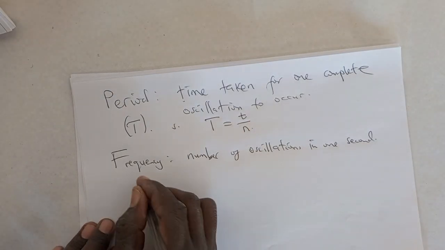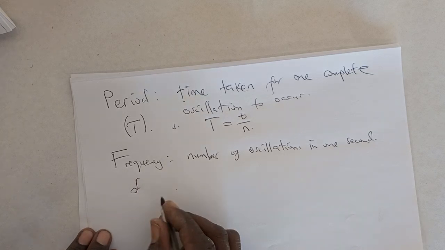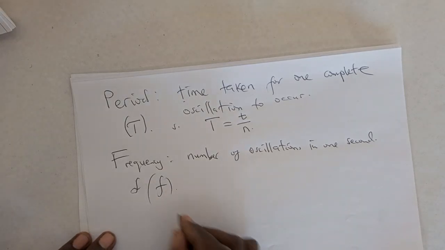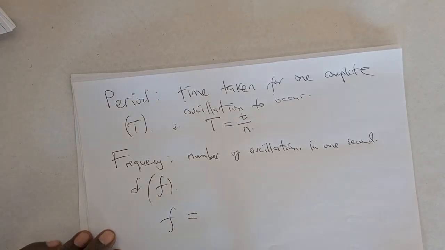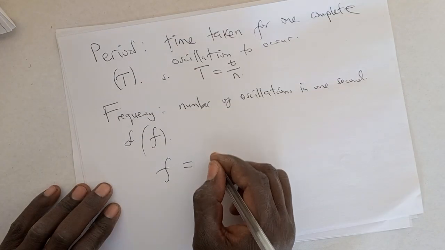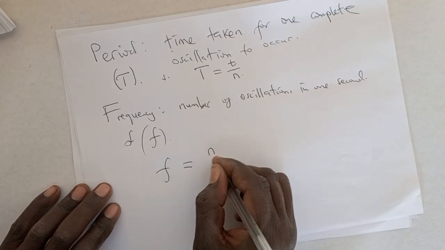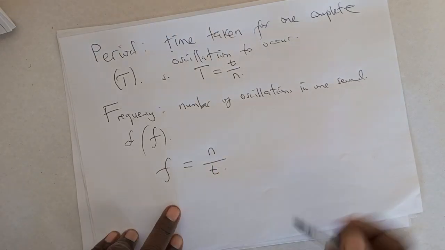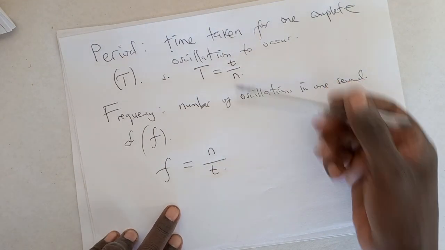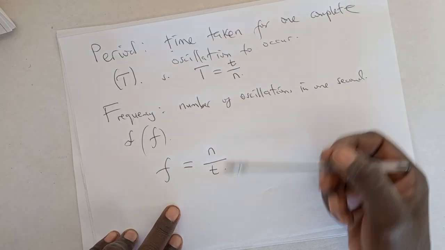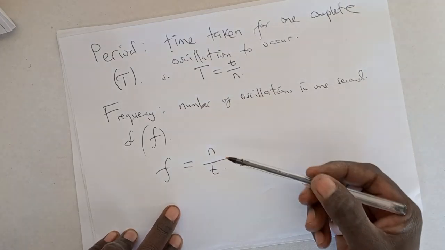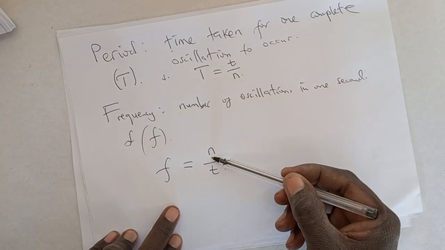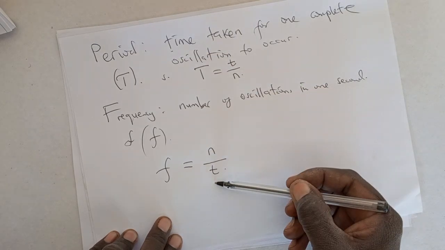Frequency, on the other hand, has the symbol of small letter f. The formula is frequency is equal to the number of oscillations per time given. Because these two are similar, except that they are opposite, in this case we have T over the number of oscillations N, and here we have N over T.